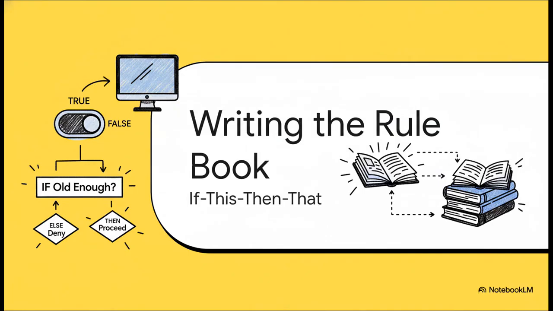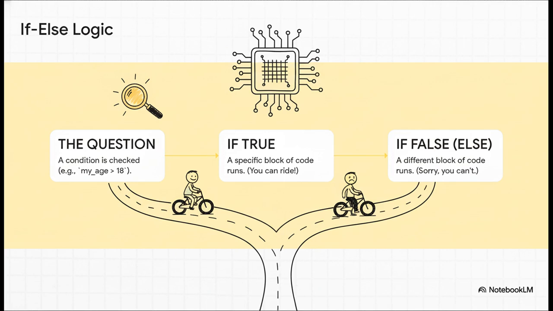So now we have our true or false answer. The computer knows if I'm old enough for the ride. But so what? What happens next? Well, it needs a set of instructions. It needs a rule book. This is where the real magic happens.